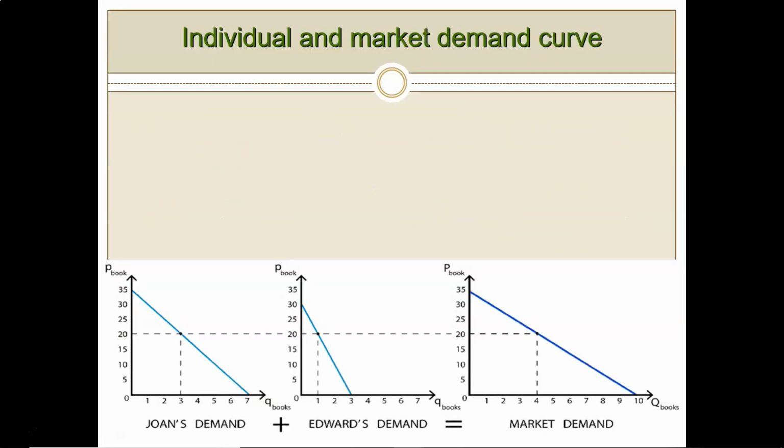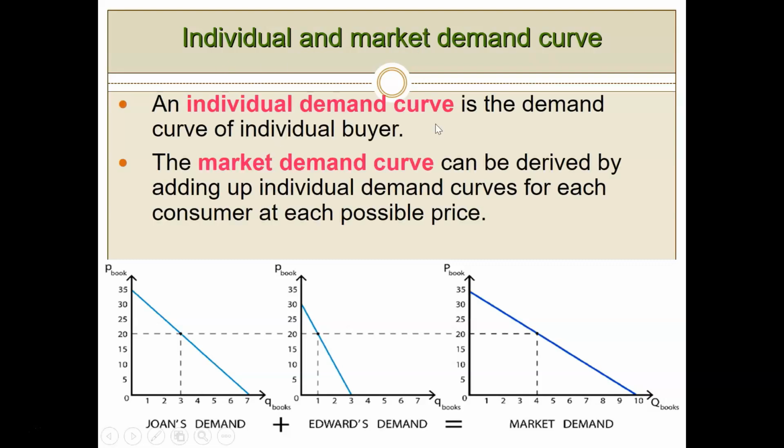And the final slide which we need to consider today is the difference between individual and market demand curve. This is rather self-explanatory. It's not difficult to understand. An individual demand curve is simply the demand curve of an individual buyer. And the market demand curve represents the demand from all buyers, the combined demand by each and every consumer, and it can be derived by adding up individual demand curves for each consumer at each possible price.